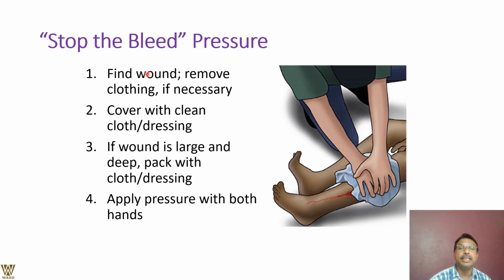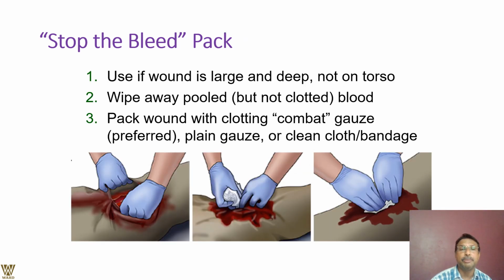Stop the bleeding: find the wound, immediately remove clothing if necessary, cover the wound area with a clean cloth. If the wound is large, pack it. Apply pressure with both hands. Ensure that excessive blood is not lost. Now, what happens if the wound is very large and very deep and not on the torso? It is on one of your limbs.